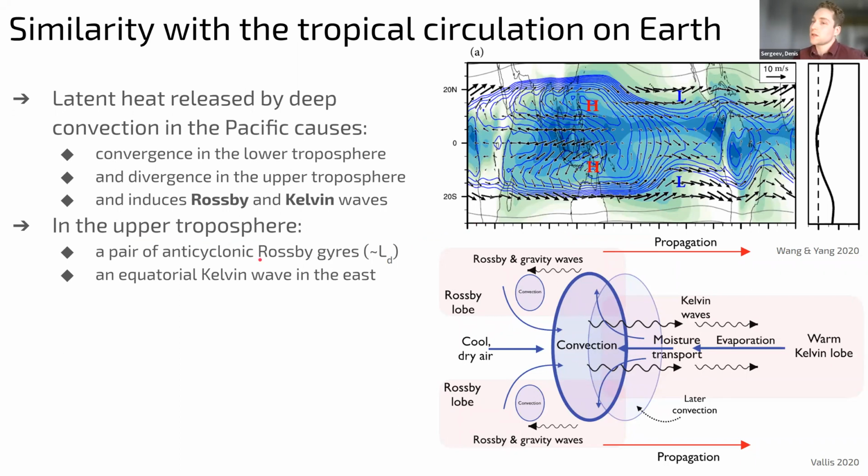So in the upper troposphere, as you can see from this picture at the top, we have this manifestation of anticyclonic Rossby gyres, and their size is of the order of the Rossby deformation radius, which depends on stratification and scale height, as well as the change of the Coriolis parameter with latitude.